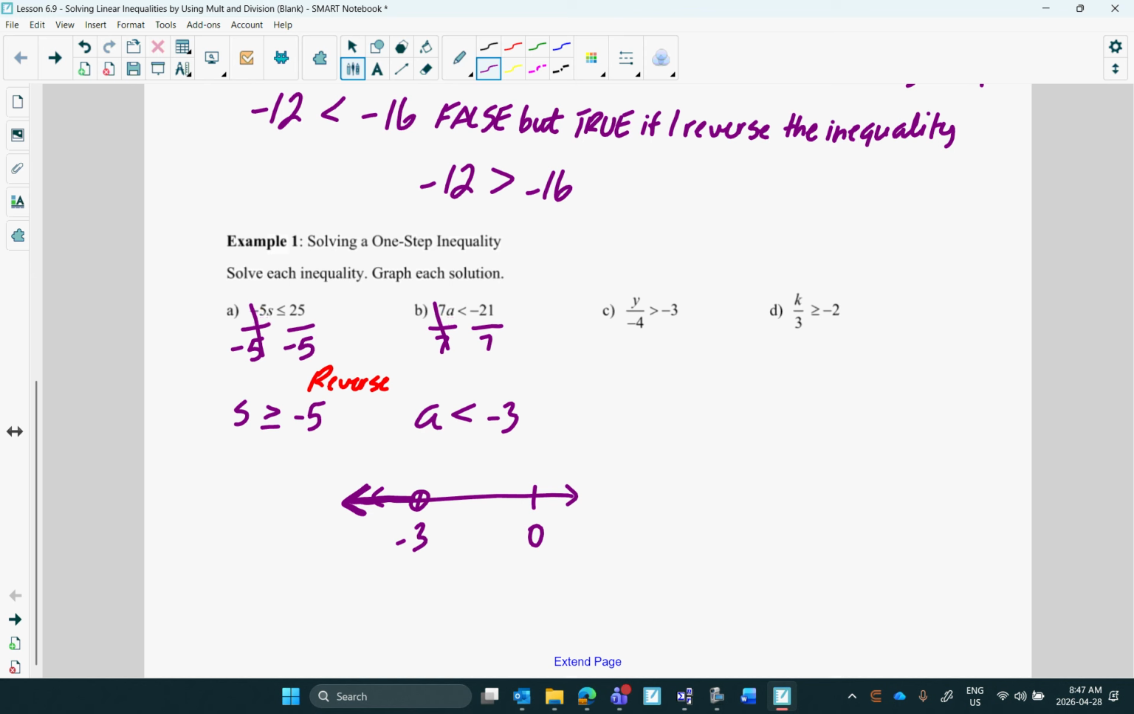In C, how would I get y by itself? Times by -4. So times -4 and divide -4 cancel each other out. -3 times -4 is 12. And I have to reverse the inequality because I multiply by negative. Okay?